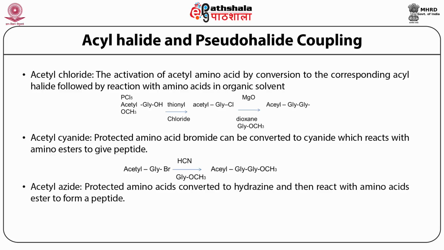that is acetyl glycine glycine OCH3. In the acyl azide method, a protected amino acid is converted to a hydrazide and then reacts with an amino acid ester to form a peptide. So an amino acid which is protected at both sides, with a methyl ester at the carboxylic group, reacts with hydrazine to form a hydrazide amino acid, which is then coupled with another amino acid, where again the carboxylic group is protected by a methyl ester, in the presence of nitrous acid to form a dipeptide.